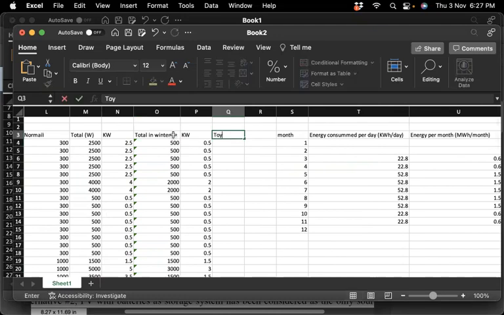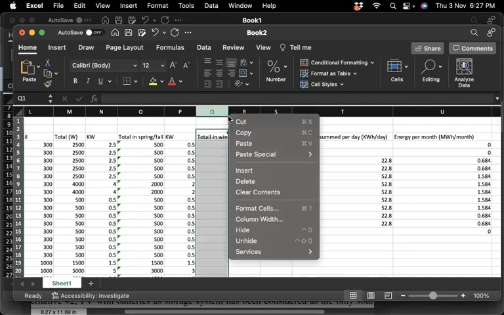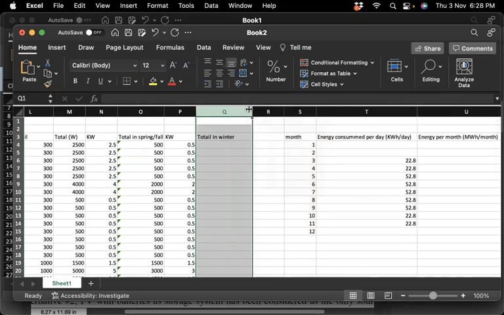So I will call this actually total in spring and fall. And here I will consider that this is total in winter. Again, this is just a very trivial example to demonstrate that idea. Please don't restrict yourselves to our numbers, just to the idea.